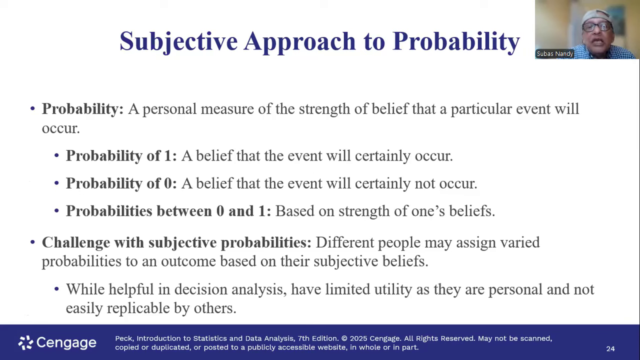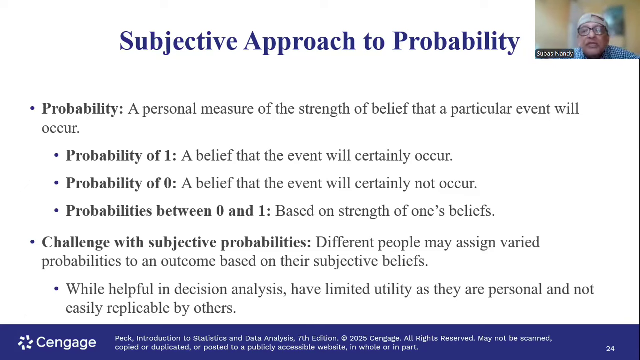So probability can be a personal measure also. The previous approach was doing the experiment and finding the relative frequency of the event in the long run. That gives you the theoretical probability, like the probability of head in the long run is 0.5. But sometimes it can be a personal measure of strength of a belief that a particular event will occur. For example, probability of 1 means the person is 100% sure that that given event is going to happen.